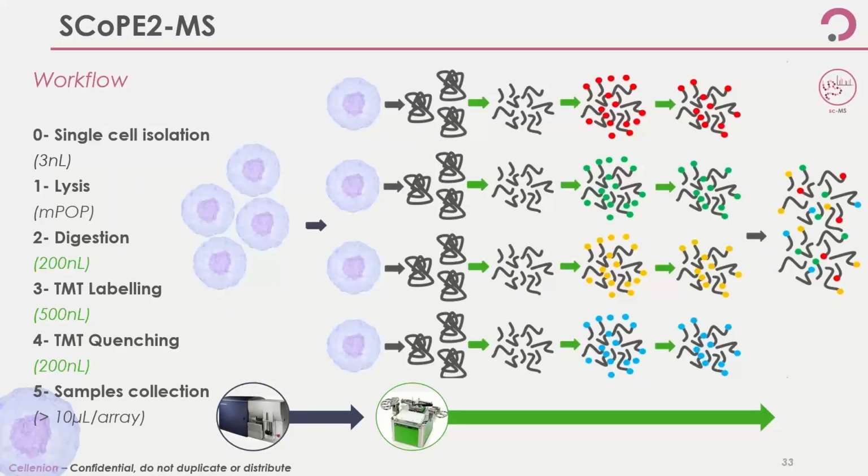So if we have a closer look at the sample preparation, it works like this. Cells are isolated with the FACS, then lysis is done, and then all the subsequent steps are achieved using a liquid handler, and volumes are in the range of a few hundred nanoliters, which means that once you pool your samples from your 16 wells, because TMT labeling can be achieved with 16 cells, you will have more than 10 microliters per array.